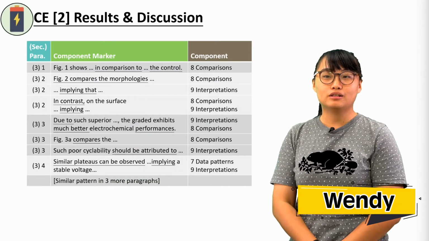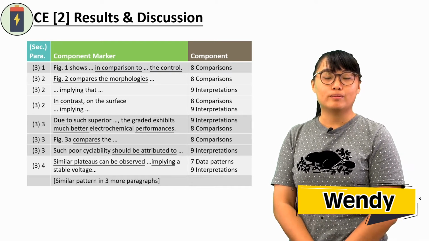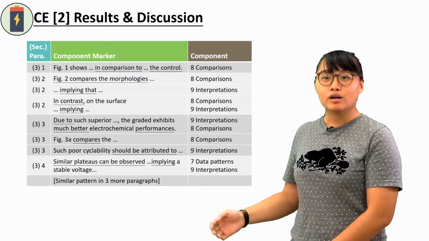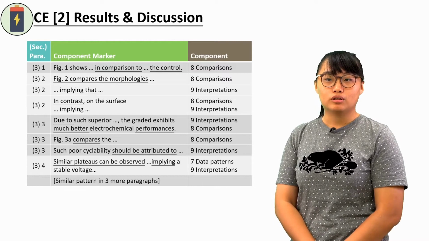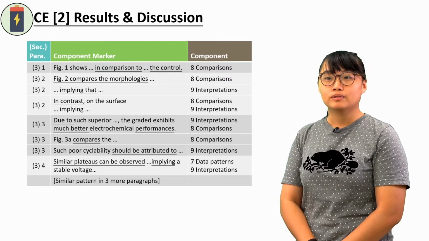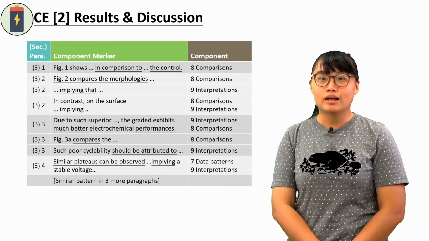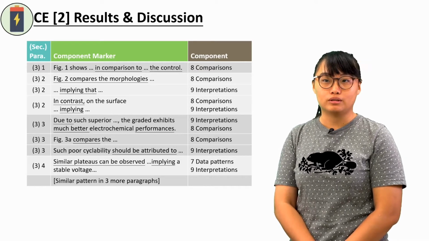Hello, this is a result and discussion division component table of a chemical engineering article. As you can see here below, there are more paragraphs in this division, but they have similar patterns, so I didn't list them in this table. And now we can see the component column here. As we can see, the comparisons and the interpretations are the two main components in this division.